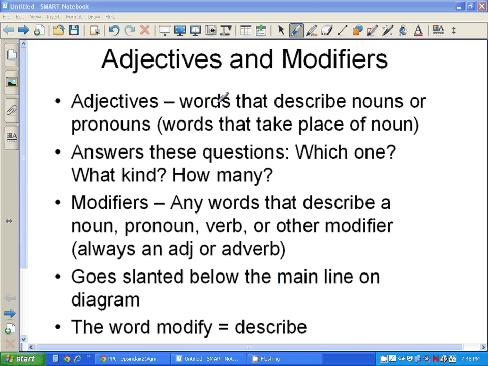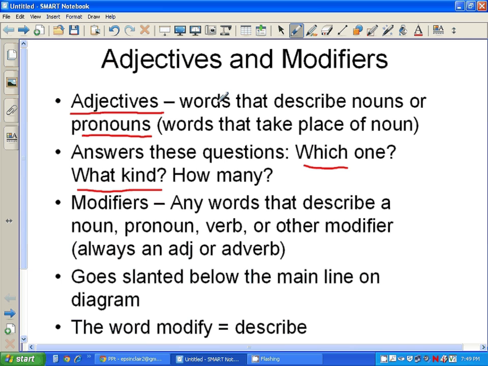Okay, so to start, adjectives. And you should probably already know this, but that's okay. They're words that describe nouns or pronouns. Another little definition for you that we went over last week in class: pronouns are words that take the place of a noun. Okay, that's going to be pretty important. When you have an adjective, you have words that answer these questions: which one, what kind, or how many. Okay, so just to give you an example, the green shirt. Green is our adjective, and it tells us what kind of shirt. Or you could maybe say it tells us which shirt, depending on how you look at it.